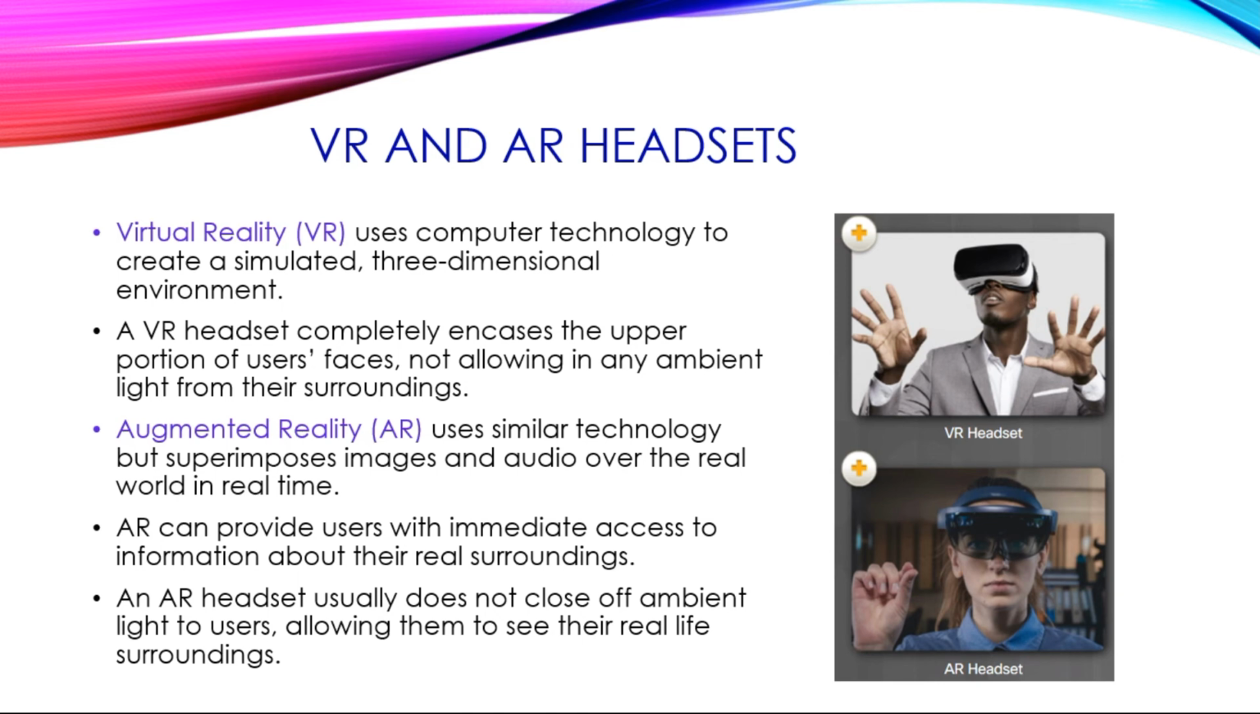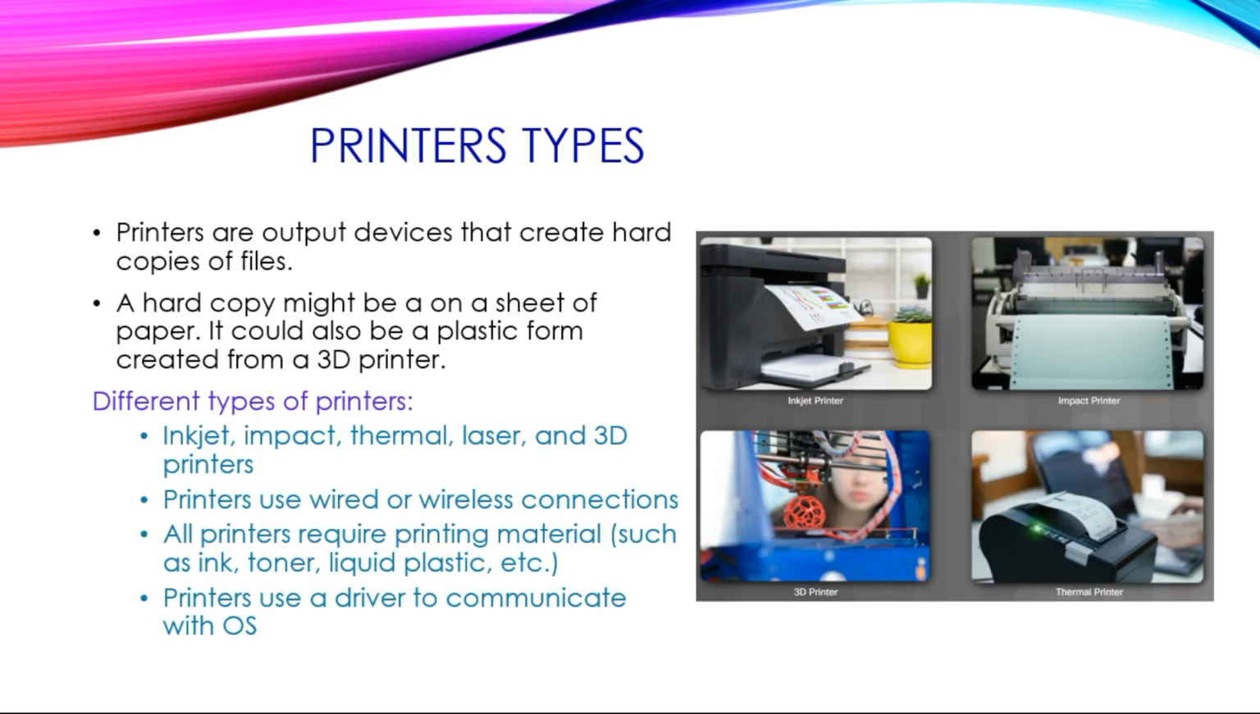The two latest technologies being used for gaming purposes normally in our life are VR and AR headsets. Virtual reality (VR) uses computer technology to create a simulated 3D environment. A VR headset completely encases the upper portion of the user's face, not allowing any ambient light from their surroundings. The other one, our latest technology, augmented reality (AR), uses similar technology but superimposes images and audio over the real world in real time. An AR can provide users with immediate access to information about their real surroundings. An AR headset usually does not close off ambient light to users, allowing them to see their real life surroundings as well.